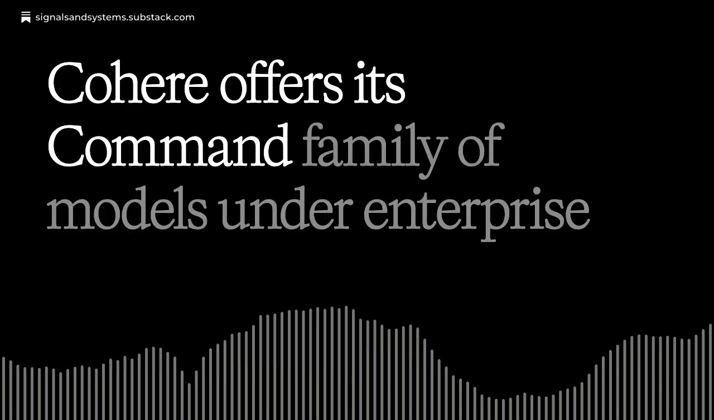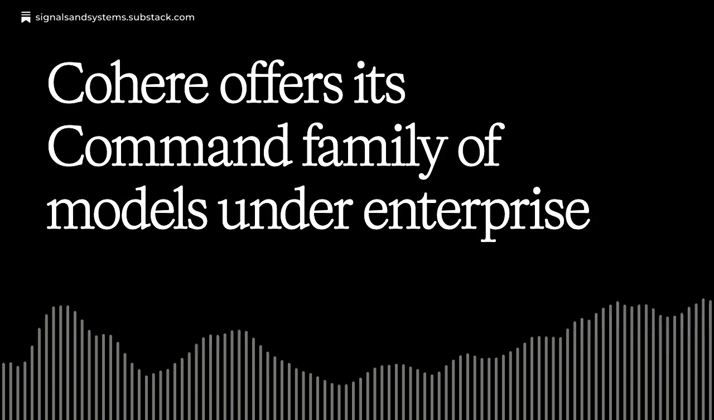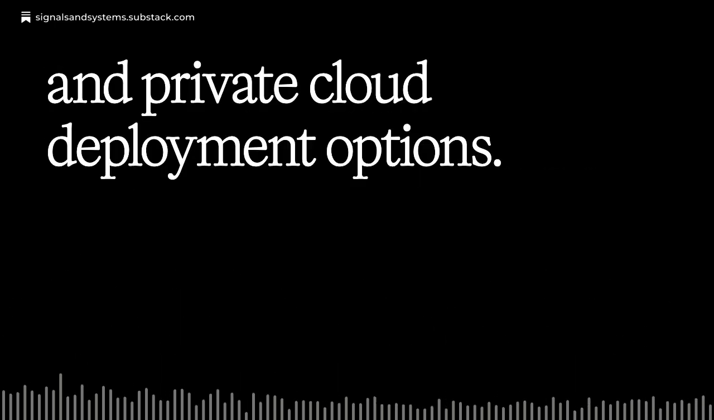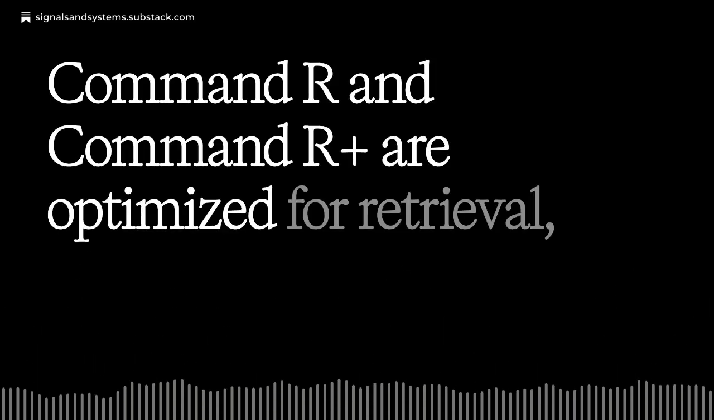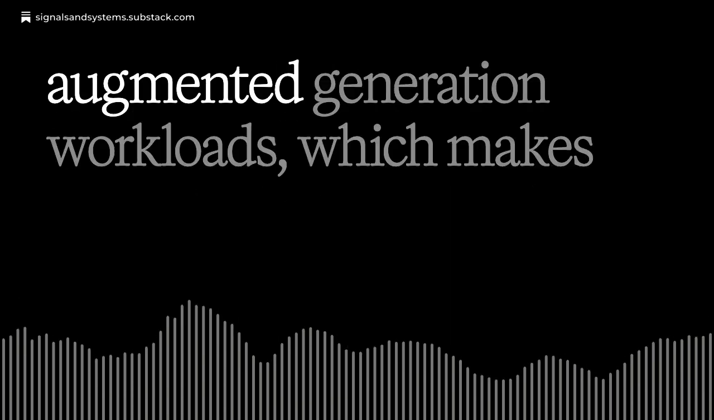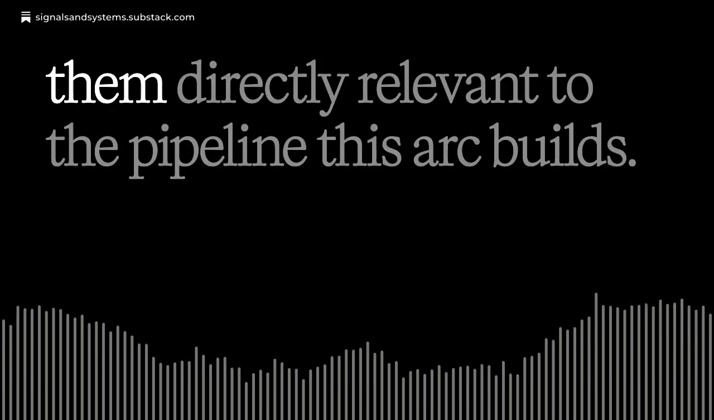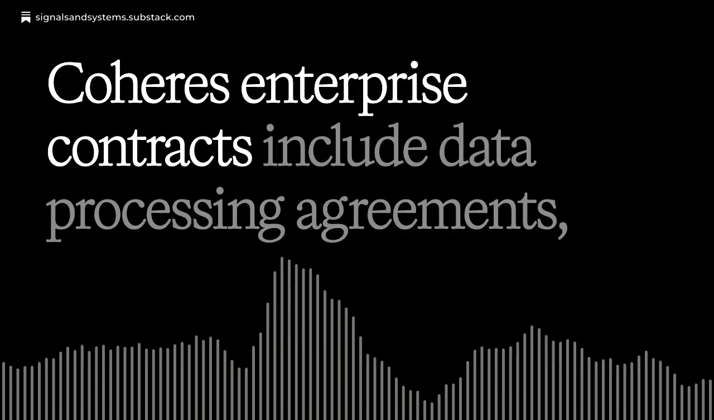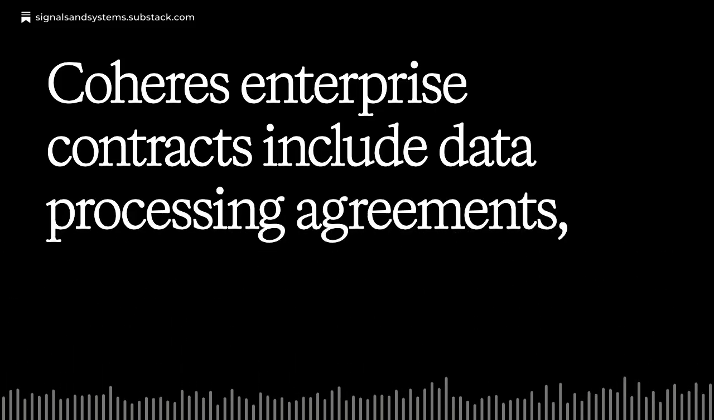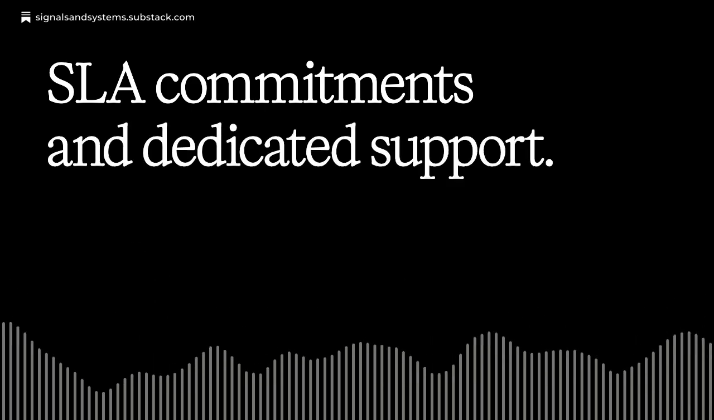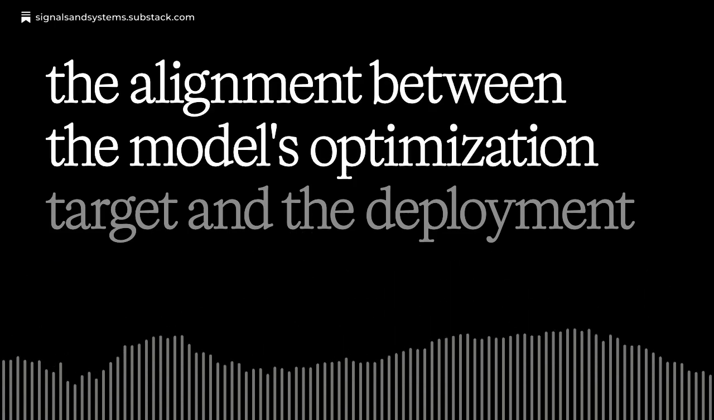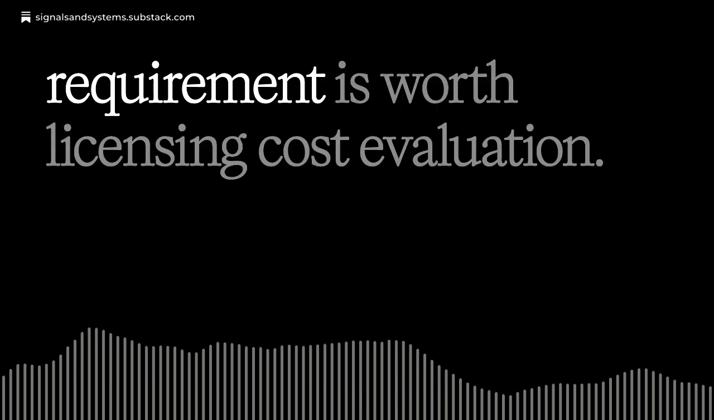Cohere offers its Command family of models under enterprise licensing arrangements that include on-premises and private cloud deployment options. Command R and Command R Plus are optimized for retrieval augmented generation workloads, which makes them directly relevant to the pipeline this ARC builds. Cohere's enterprise contracts include data processing agreements, SLA commitments, and dedicated support. For organizations building RAG pipelines in regulated industries, the alignment between the model's optimization target and the deployment requirement is worth the licensing cost evaluation.